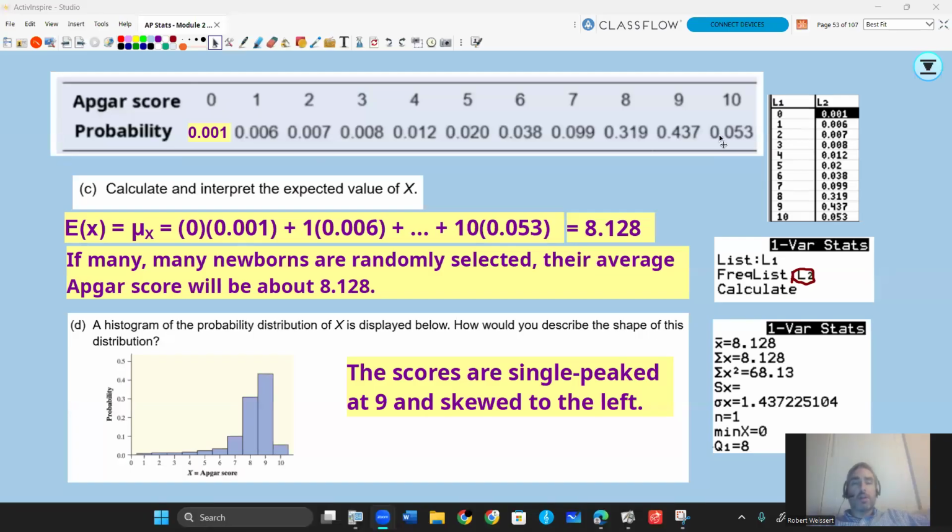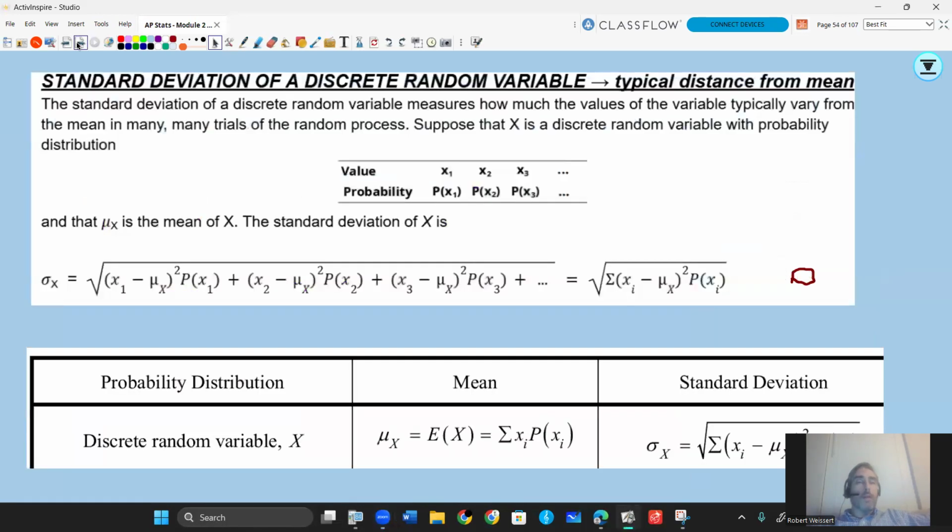There, now we have that fixed. So it's going to be single peaked at 9 and skewed to the left.